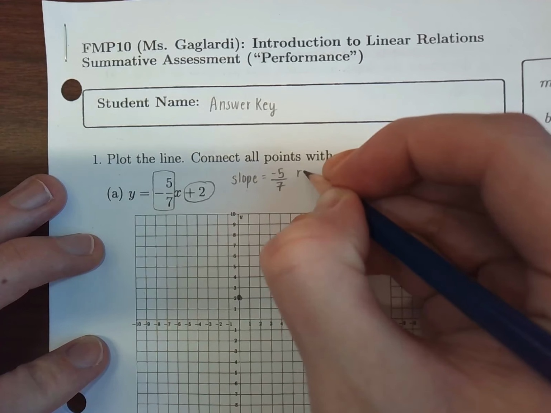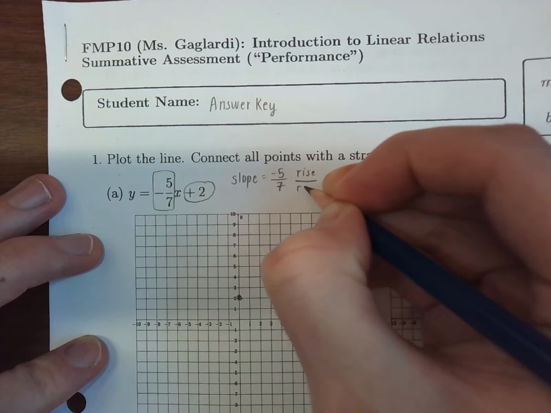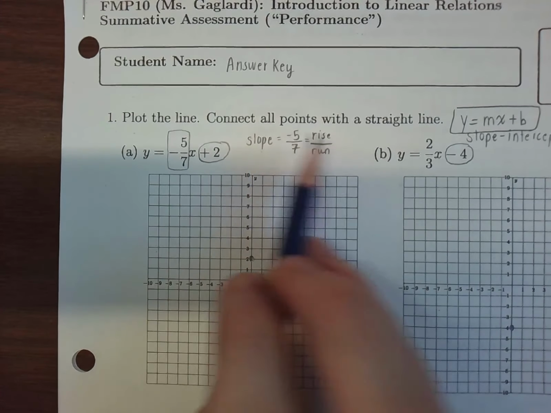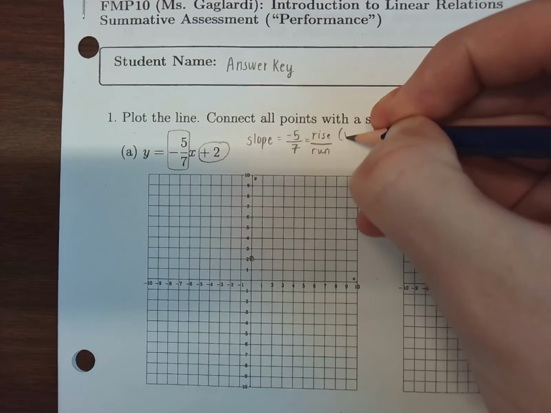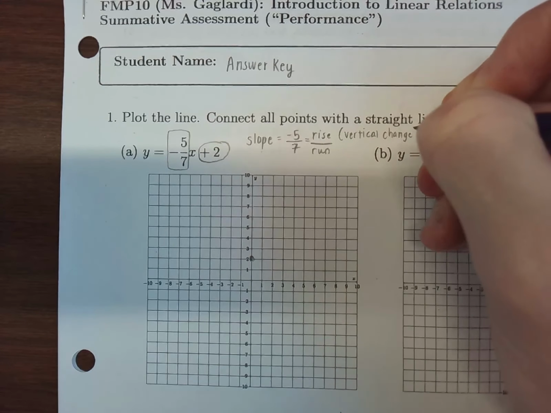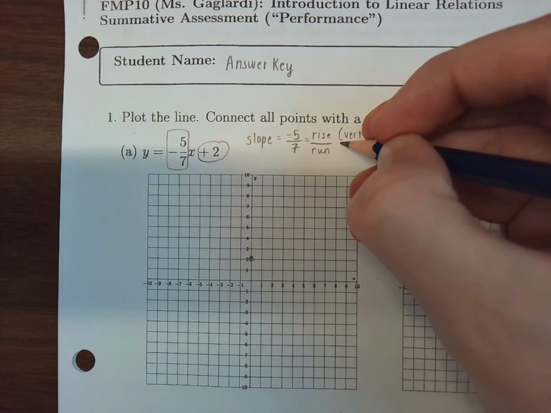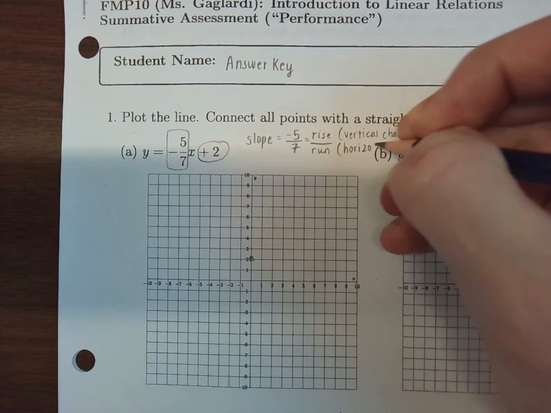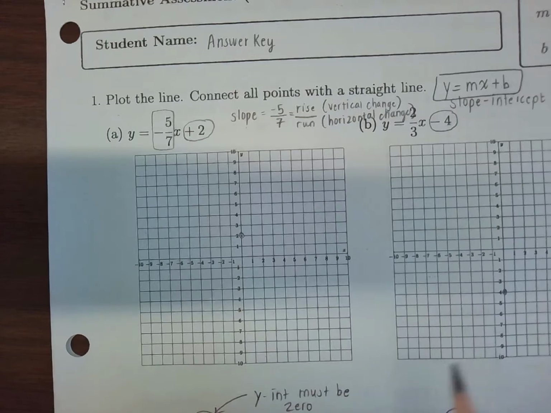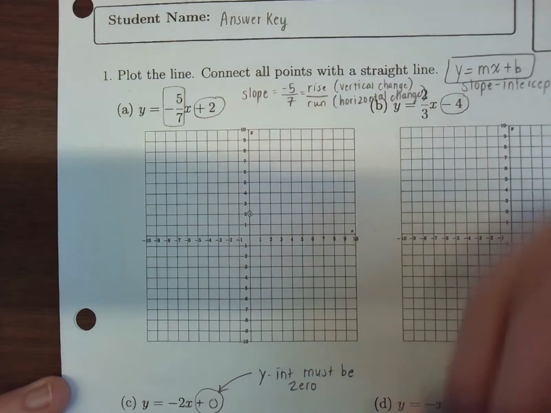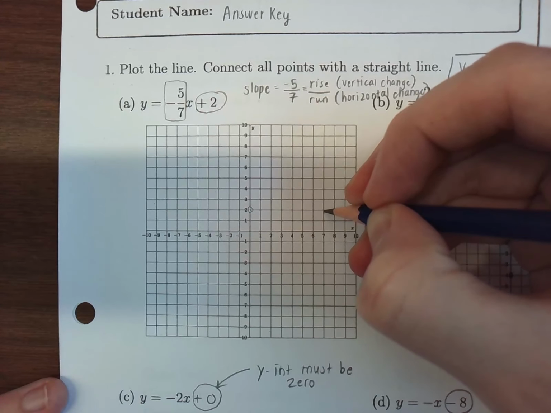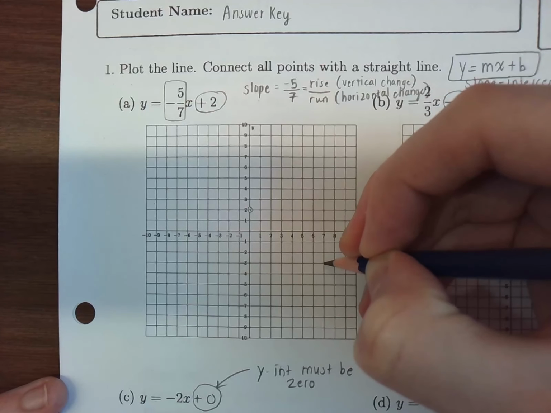Because slope is rise over run, I know that my rise, or my vertical change, has to be -5 every time my run, or my horizontal change, is 7. So every time I go across 7, I have to go down 5. 1, 2, 3, 4, 5.